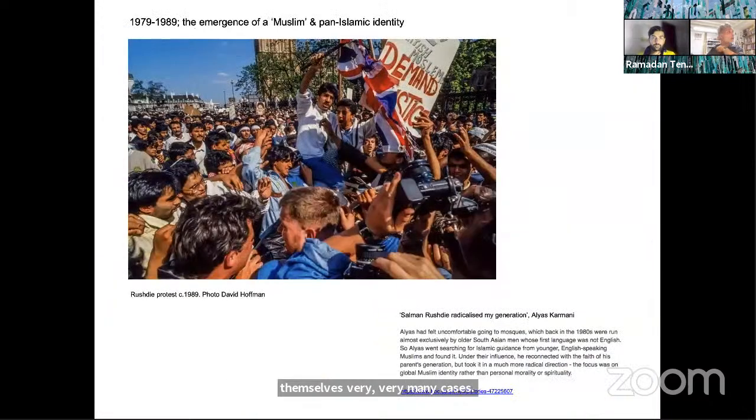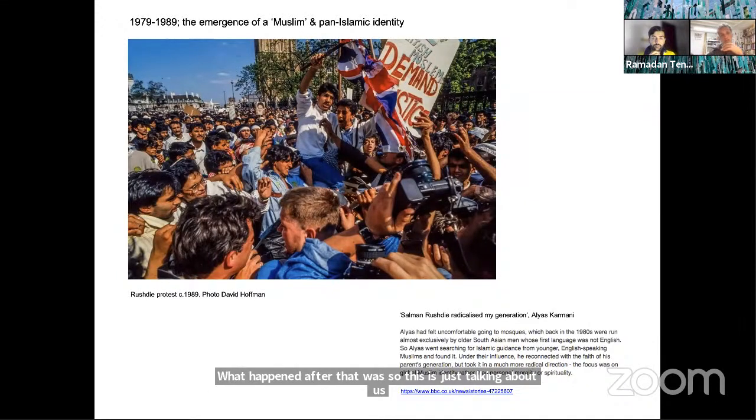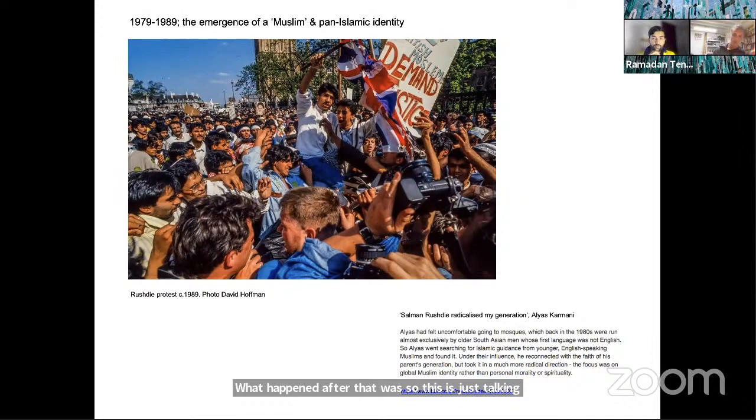What happened after that, and this is just talking about social history again, from 1979, 1989 onwards, was a global emergence of the idea of a Muslim category. And that happened in this country, I think really from 1989 onwards, where the Rushdie protests were seen as the first point at which a distinctly Muslim political and cultural identity emerged in Britain.